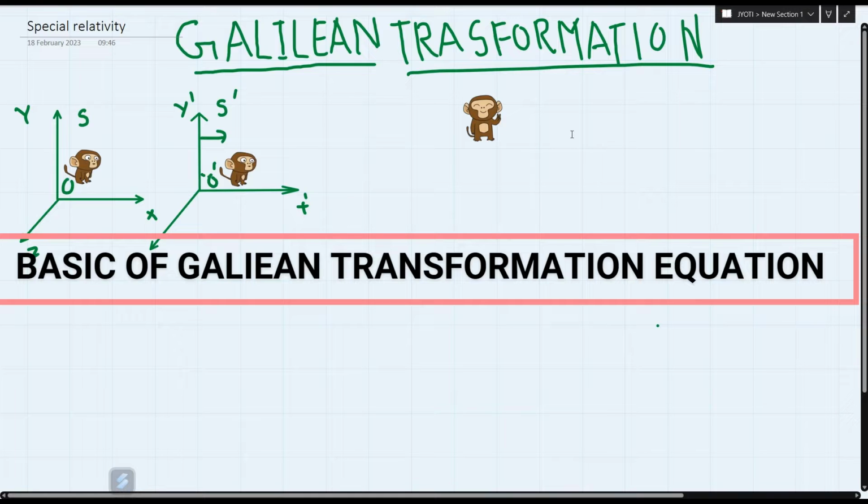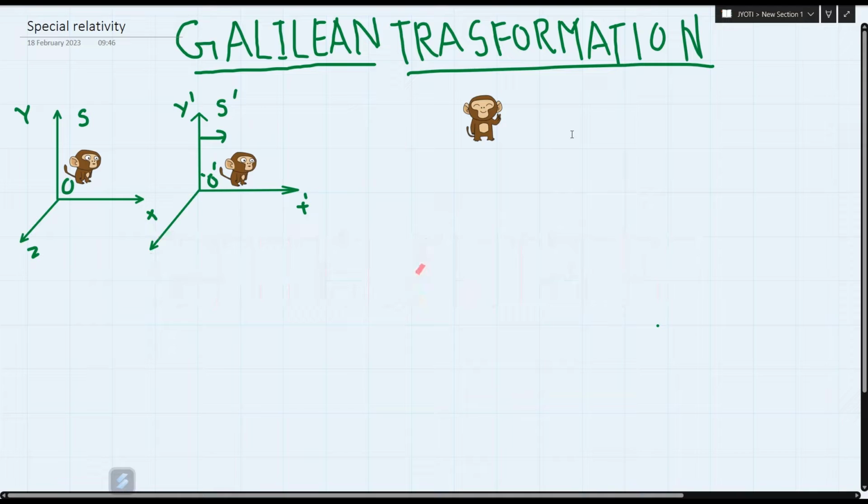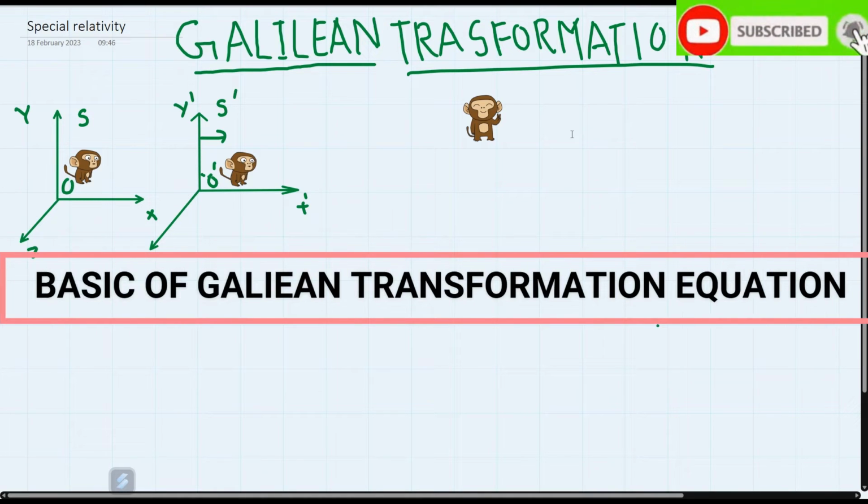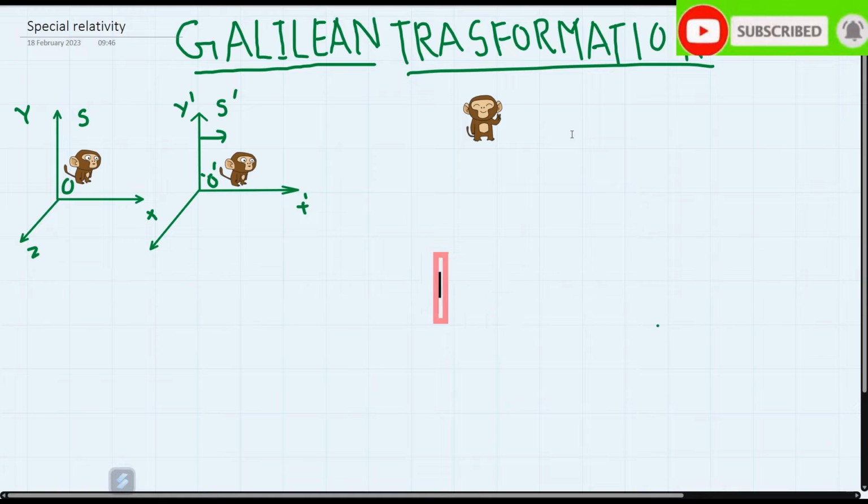In this video on special relativity given by Einstein in 1905, we will be studying the very basics of the Galilean transformation equation. Basically, this transformation equation relates the quantity measured in a frame with respect to each other. So you can see that we have two frames.